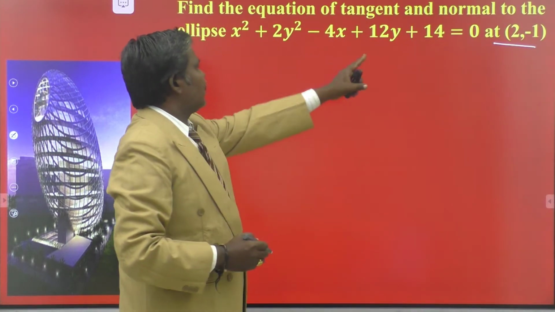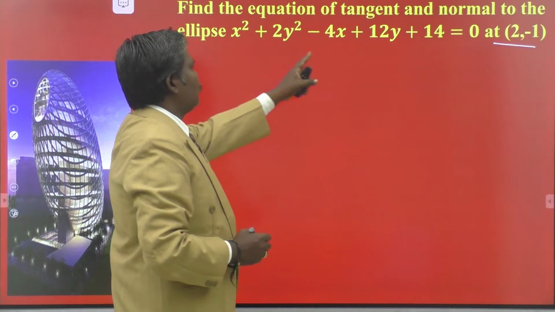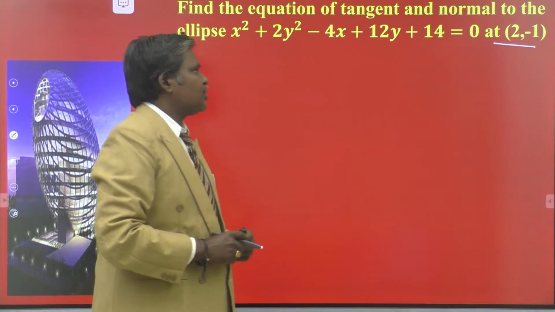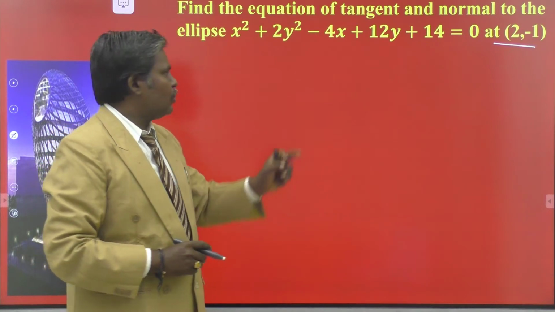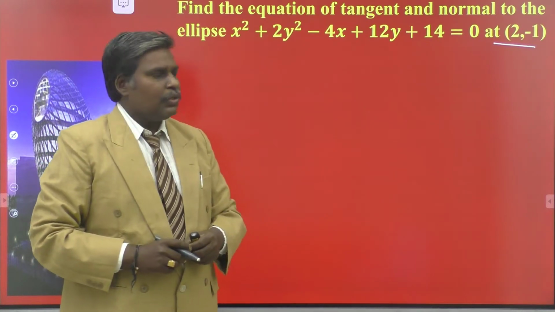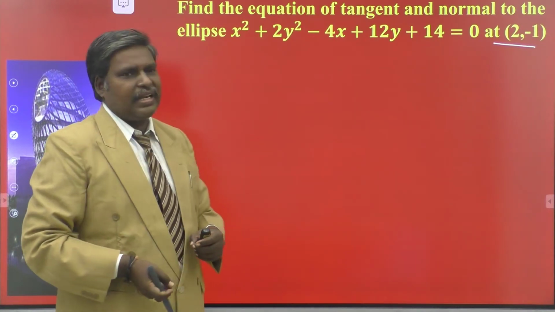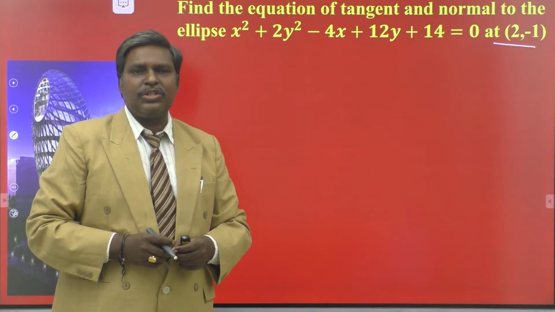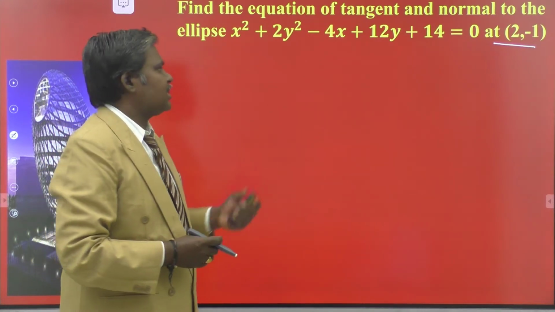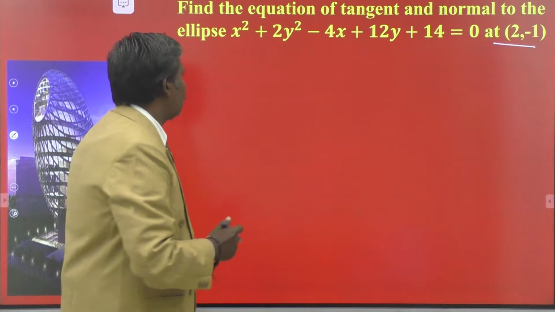This is the ellipse equation: x square plus 2y square minus 4x plus 12y plus 14 equal to 0. No need to write in the standard form. What is the equation of tangent at (x1, y1) to the ellipse S equal to 0? S1 equal to 0. It is enough to write S1 is equal to 0.